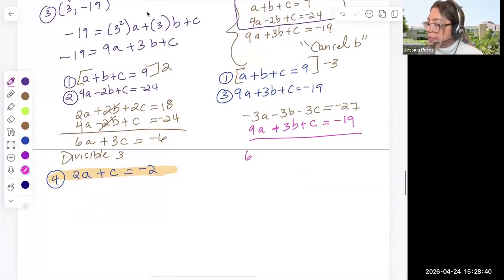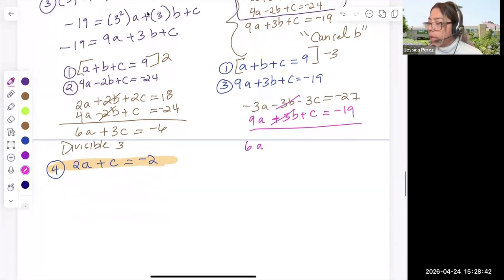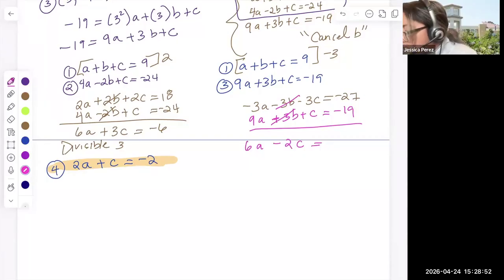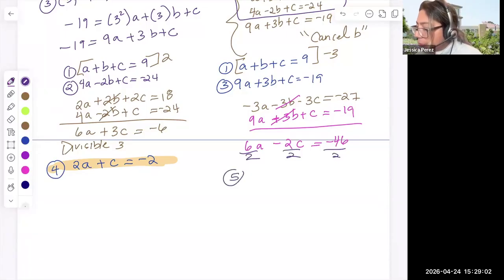I get a positive 6a. My b's will cancel. Minus 2c is equal to, if I have a negative 27 and then a negative 19, I get negative 46. So I'm able to divide both of them by 2. So divide each by 2 to simplify. Equation 5 will be 3a minus c equal negative 23.